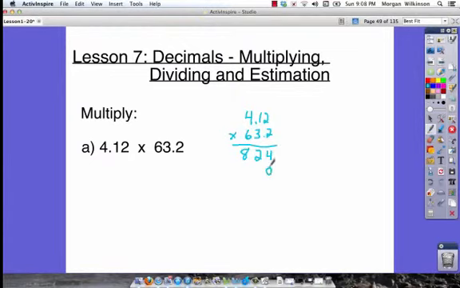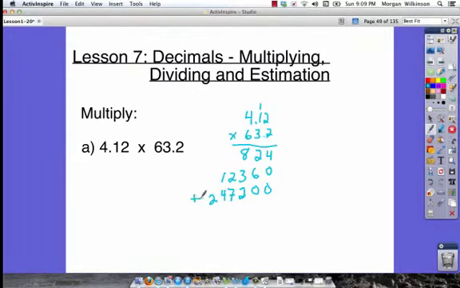We've got our placeholder 0 because we're working in the tens place now. 3 times 2 is 6, 3 times 1 is 3, and 3 times 4 is 12. We've got two placeholders because now we're working in the hundreds place. 6 times 2 is 12, we carry the 1, 6 times 1 is 6, plus 1 more is 7, and 6 times 4 is 24.